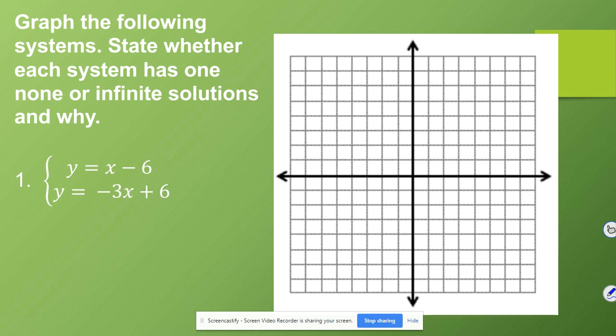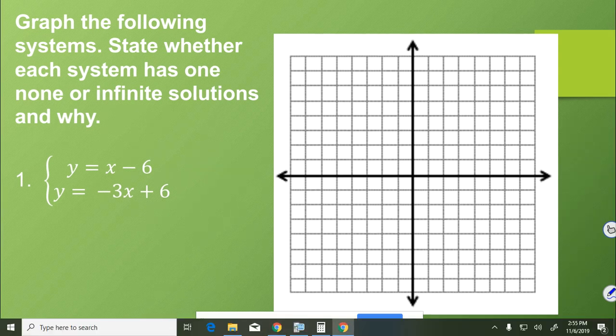So here's our first example. Graph the following system. State whether each system has one, none, or infinite solutions and why. So here we have one where we have to start with y equals x minus 6. So we start at negative 6 on the y-axis, which is right here. And then we go up 1 over 1 since the slope is 1.